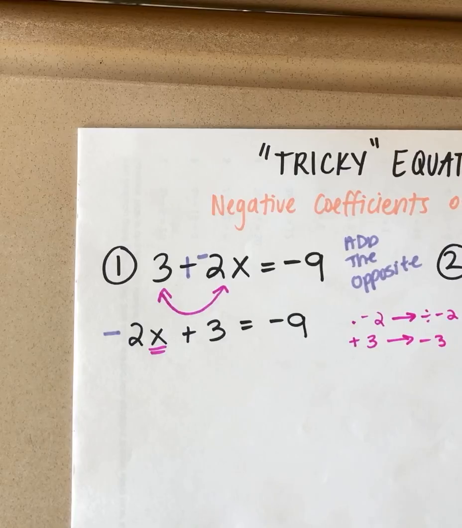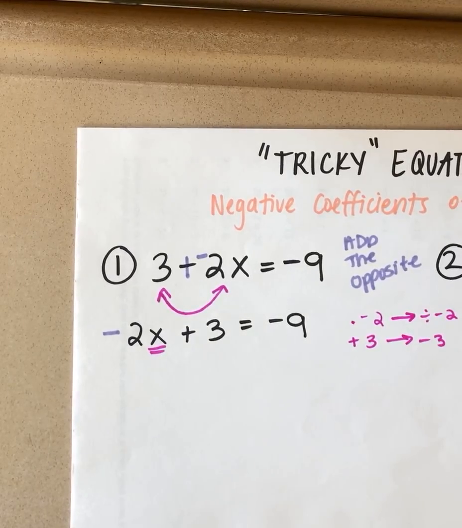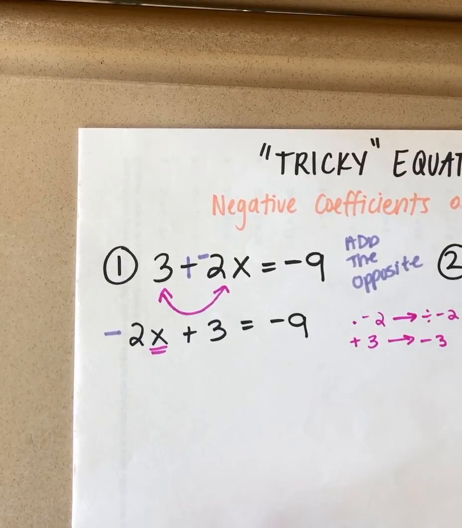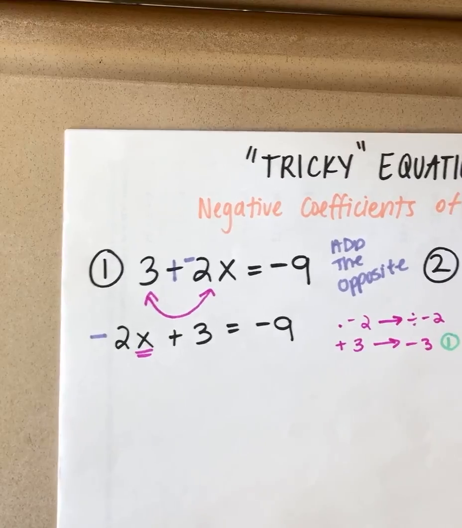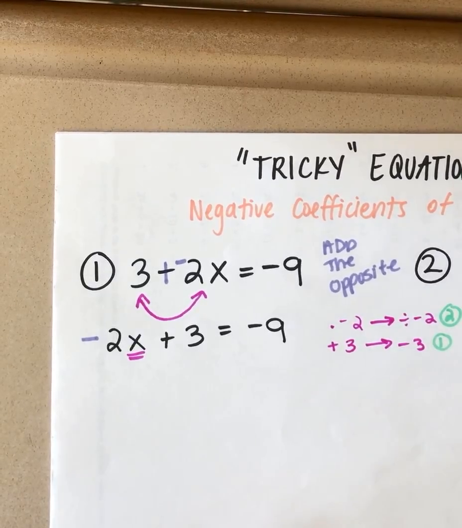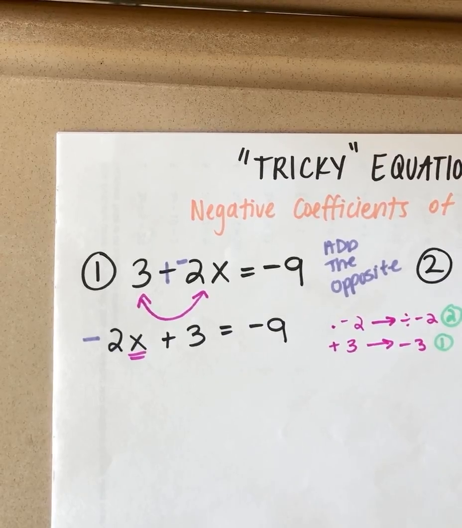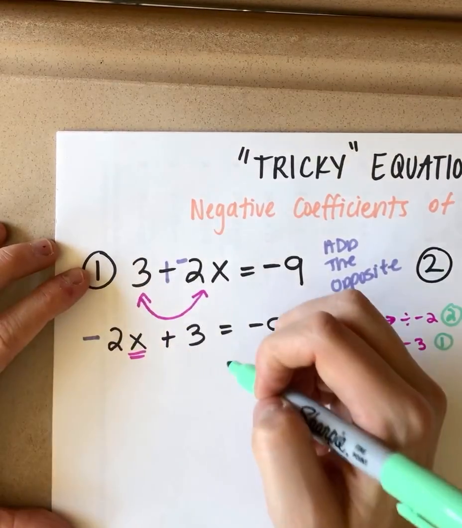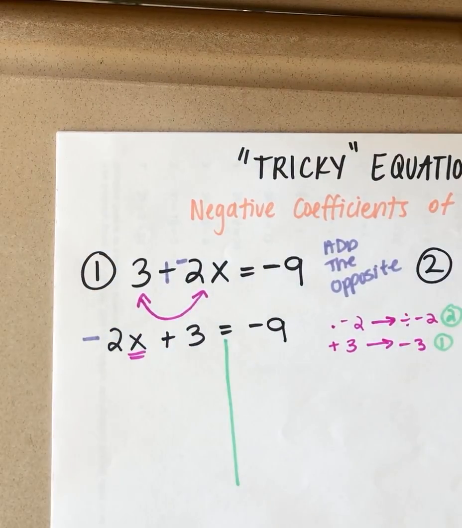I think back about my steps. I know that I need to go in SADMAP order, the opposite of the order of operations. So first I'm going to subtract 3. Second, I'm going to divide by negative 2. Now that I have my steps, I have my order, I'm ready to go. I'm going to draw that line down for my equal sign, and I'll get started.